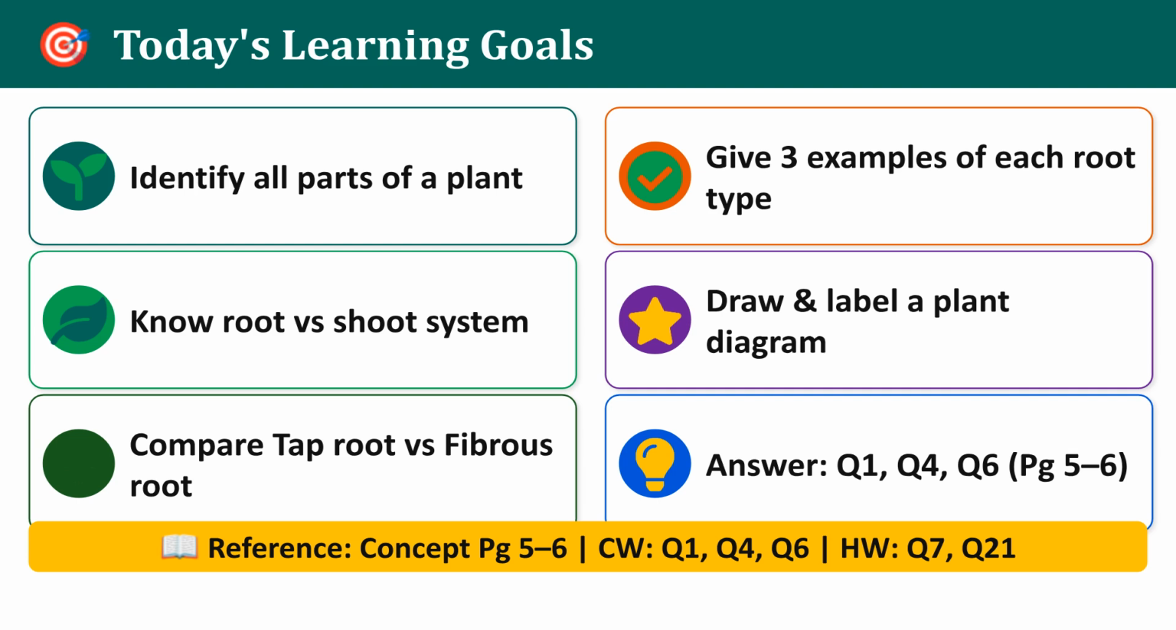Today's lesson has 6 exciting goals. First, we will identify all the important parts of a plant. Second, we will understand the difference between the root system and the shoot system. Third, we will compare taproots and fibrous roots. Fourth, we will learn 3 examples of each type of root. Fifth, we will learn how to draw and label a plant correctly. Finally, we will solve today's classwork questions together. Are you ready? Let's get started.